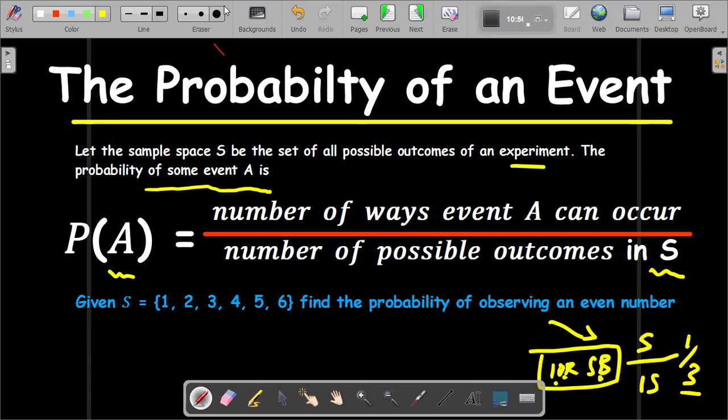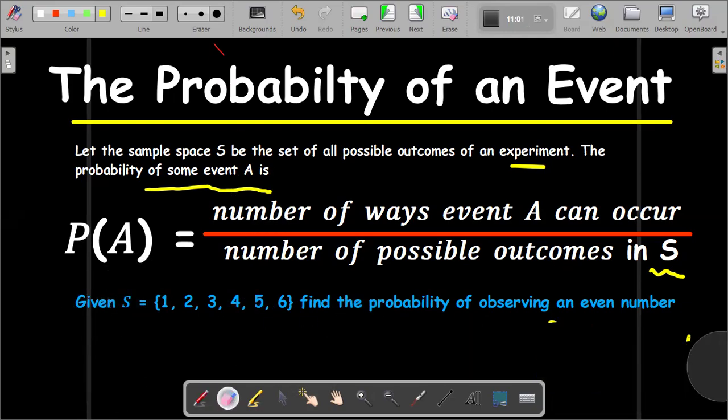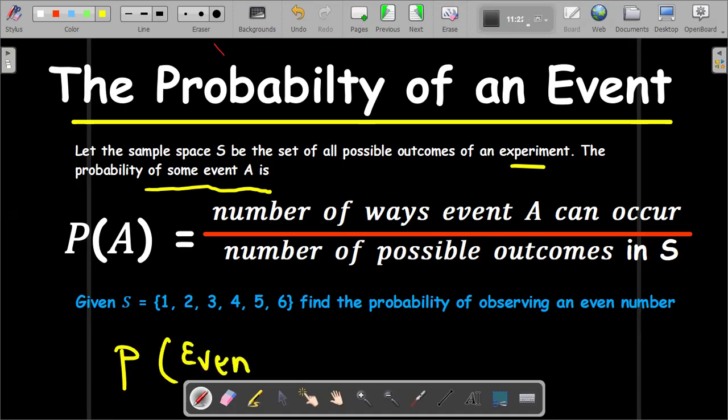Okay, so here I was trying to give an example. So this question in blue there, they are saying, given S contains 1, 2, 3, 4, 5, find the probability of observing an even number. So what would be the probability of observing an even number? Okay, so we say the probability of even will just be equal to, and then we pick how many even numbers we have in this set.